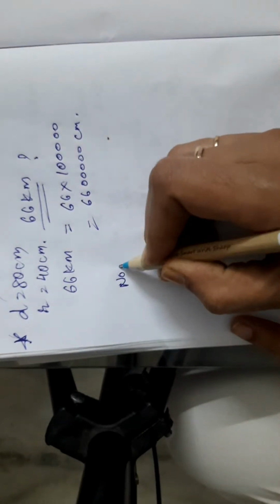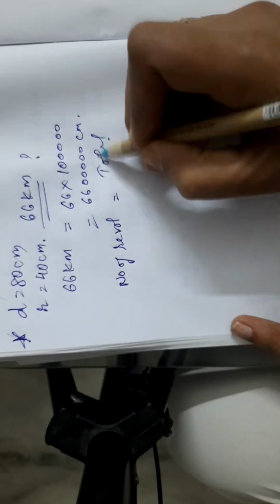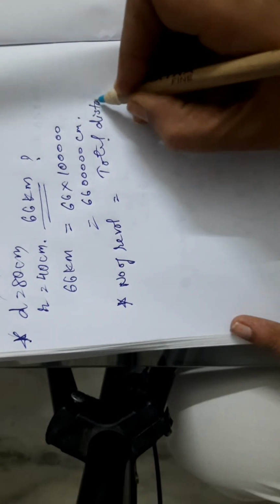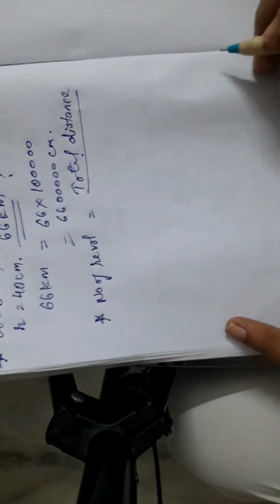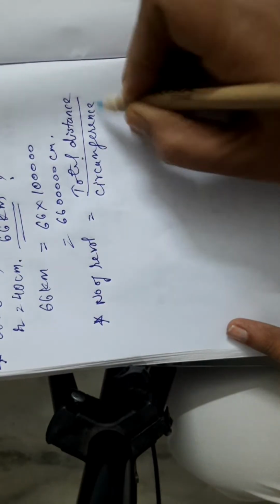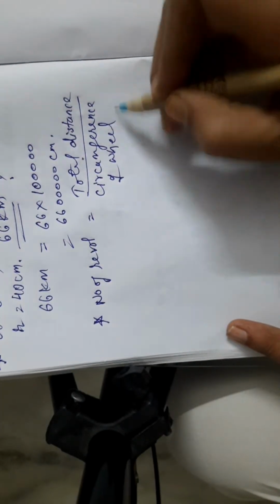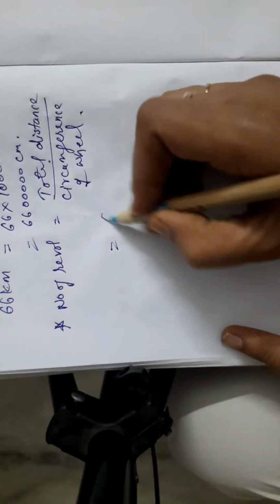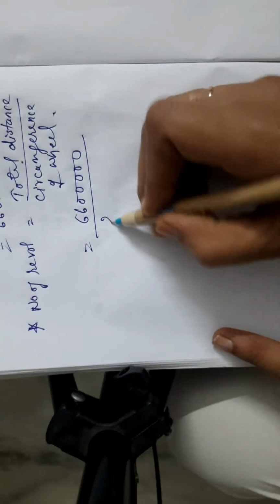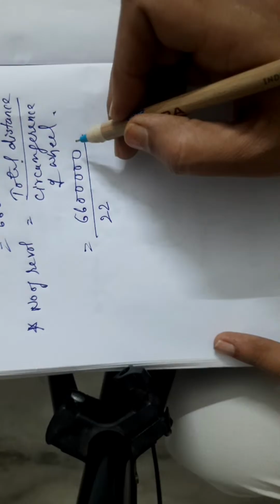Number of revolutions. The formula is total distance upon circumference. This formula you memorize properly. Total distance upon circumference of the wheel. So your total distance is 66, and circumference of the wheel is 22 by 7.